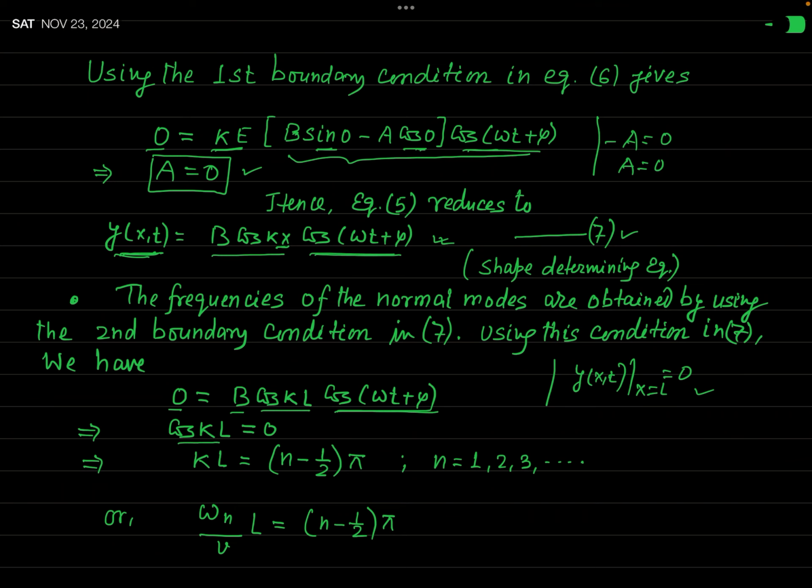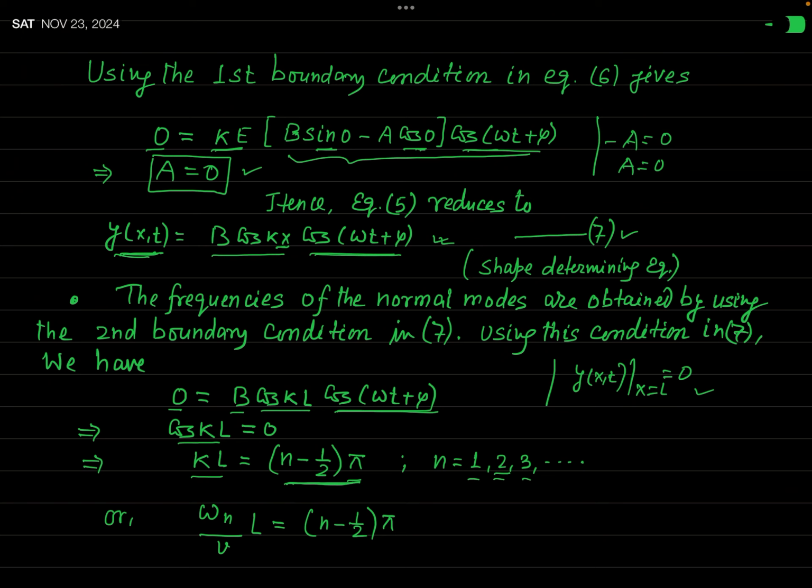Okay. And if cos kL is 0, what will be the general value of kL? The general value of kL will be equal to (n minus half) times pi. Here n will be equal to 1, 2, 3, and so on. You can check. When you consider n equal to 1, this will be pi by 2, and you know cos pi by 2 is 0. When you take n equal to 2, this will be 3 pi by 2, and cos 3 pi by 2 is also 0. So these are the general values of kL.